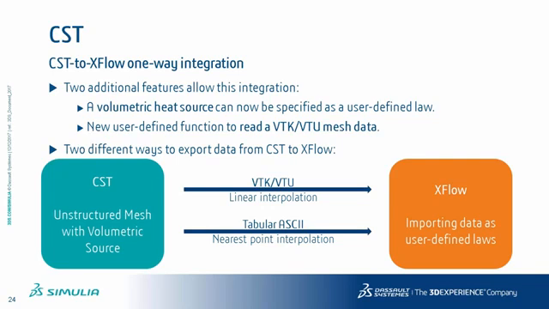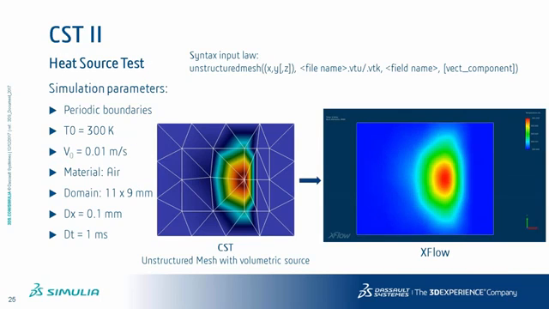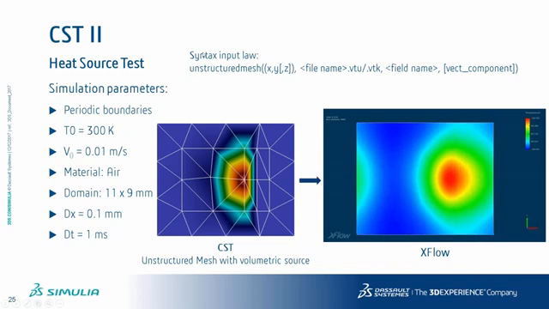We had two developments that basically enable this kind of integration. One is the possible definition of a volumetric heat source, which it is now possible to do in XFlow. And the second one is a specific development, a new function that users can use to read VTK, VTU mesh data into XFlow. Users know that they can use functions in XFlow to define input flows or velocity flows or motion laws, and now we have a specific function that can be used to read unstructured data, and that's the syntax that you can see on the top of your slides.